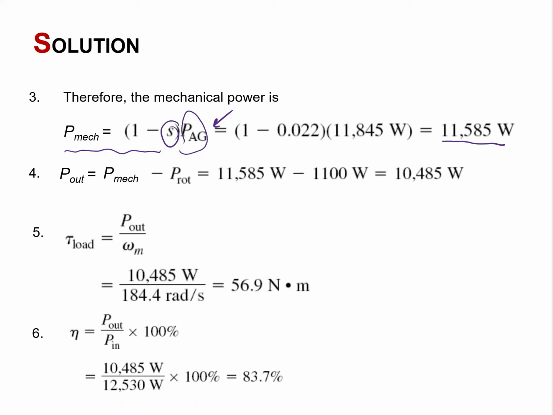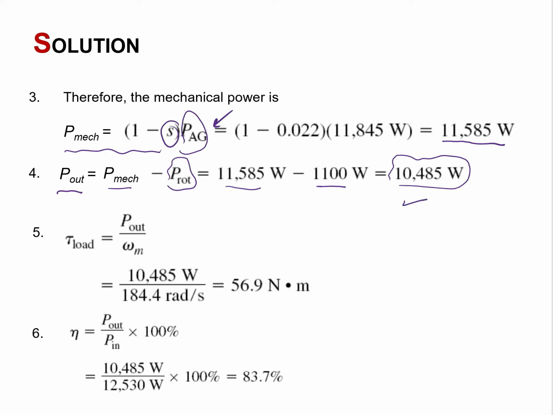The next value we need to calculate is the output power. In this case, since they told us in the question to ignore any losses in friction or windage, the output power will be the same power as the shaft. So it will be the mechanical power minus the rotational power. So this is the power losses in the copper of the rotor, which were given in the question as 1100. So since we calculated already the mechanical power, we subtract the rotational power loss and then we get the output power in watts.